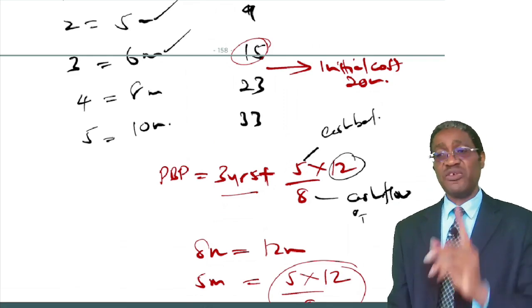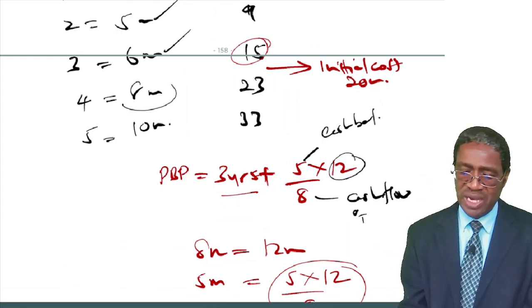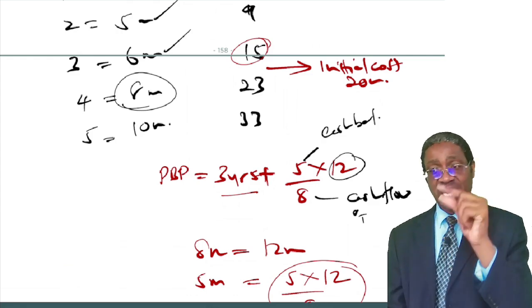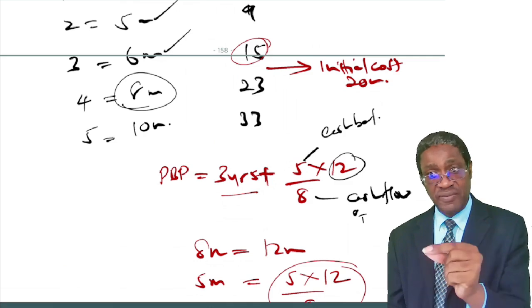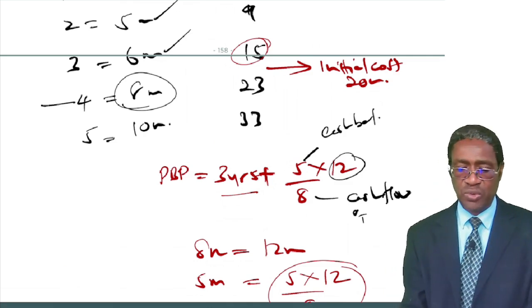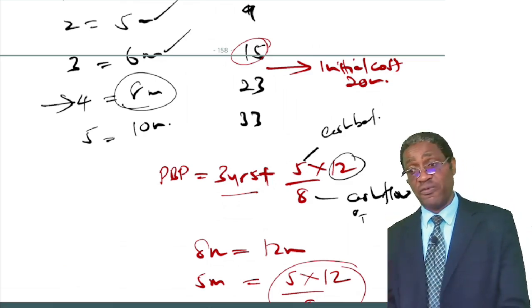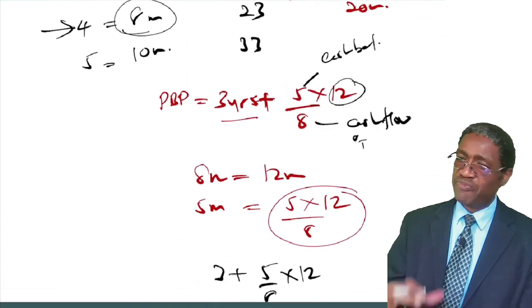Then I've said you divide that by the cash flow of the year of full recovery. The cash flow of the year to full recovery, which is year 4, is 8 million. Then you multiply by 12. I've given you the logic, how we are getting that 7.5 months.